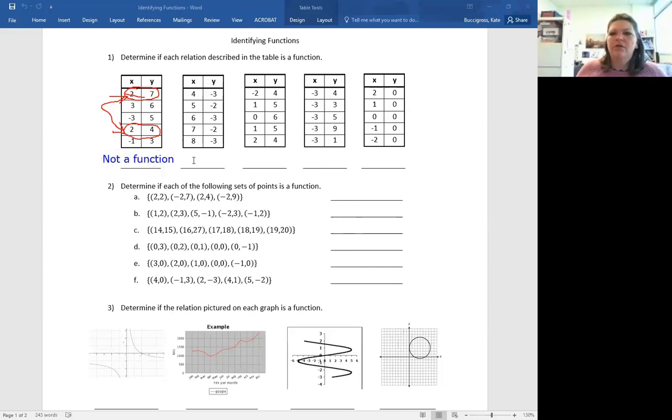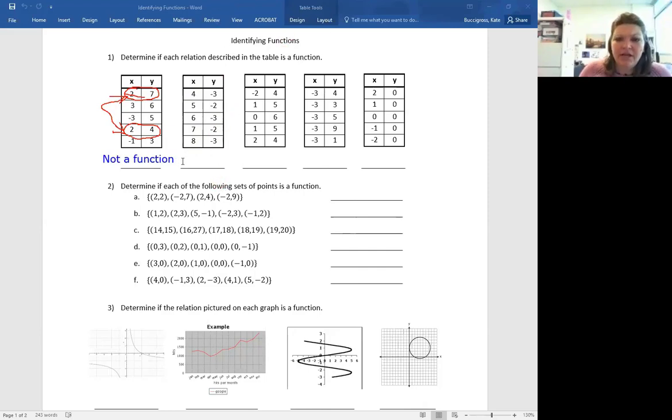Okay, so now let's take a look at this one. On this particular problem, we have 4 mapped to -3. Then the next one is a 5 mapped to -2, and a 6, and a 7, and an 8. Do you see how none of my x's repeat? So each one is its own answer. Each one is its own problem. This is definitely a function.